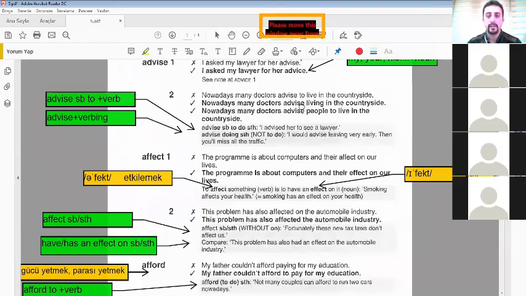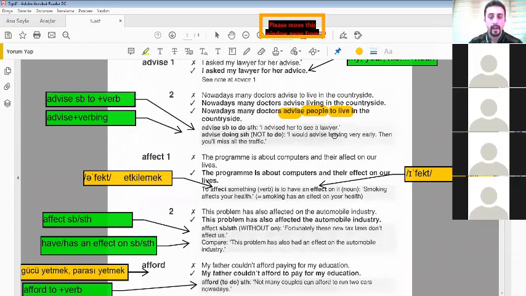Nowadays, many doctors advise people, somebody to leave. Yes? So it is the form 1. The second form of using advise is this. Advise doing something. Advise verb plus ing form. Advise leaving, advise playing, advise sleeping, advise eating, advise drinking. Like this. Advise doing something.